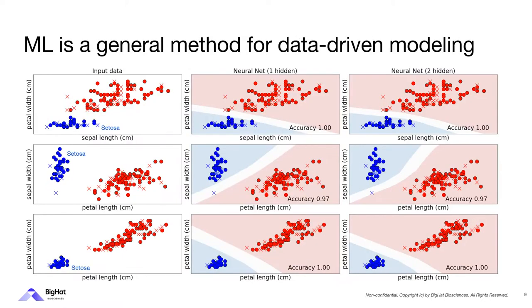And the thing that makes it extremely interesting as a technology is that it's a very general purpose approach for data-driven modeling. So here is an example. I just take a couple of other features as X's and Y's. In the upper left, it's now petal width instead of sepal width. And in the bottom left, it's petal width by petal length.